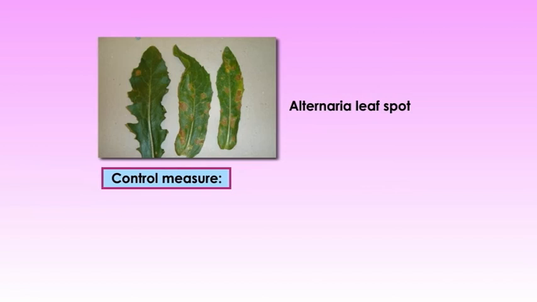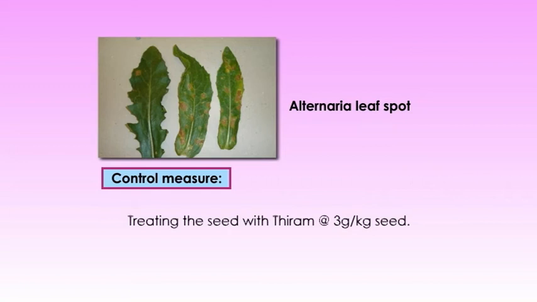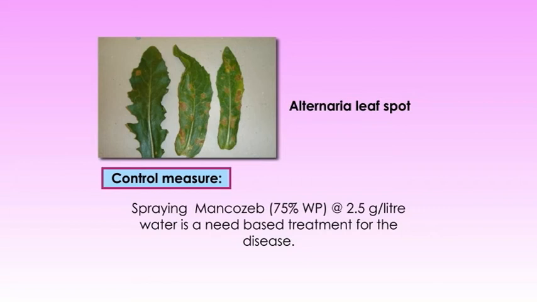Let's see about the disease management for safflower. The common diseases are alternaria leaf spot. This can be controlled by treating the seed with thiram at the rate of 3 gram per kg seed. Spraying mancozeb 75% WP at the rate of 2.5 gram per liter water is a need-based treatment for the disease.